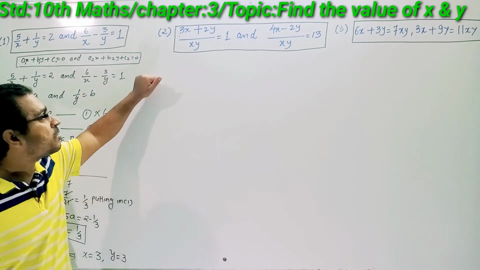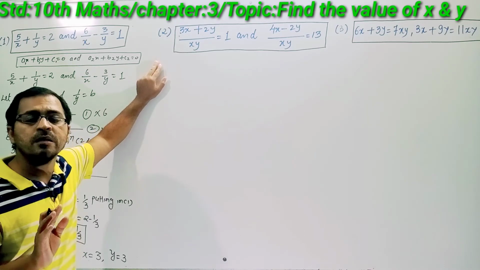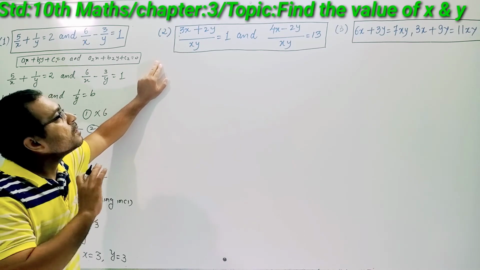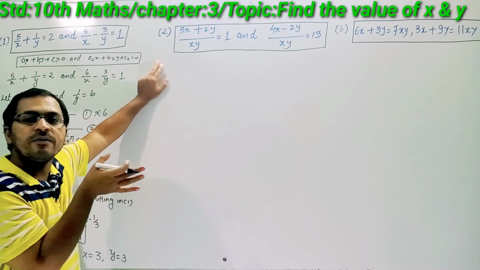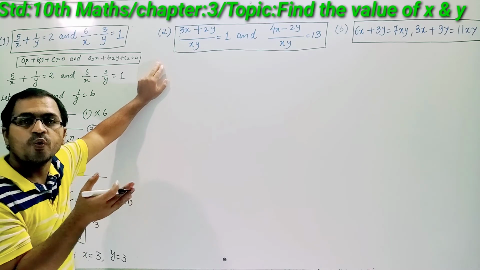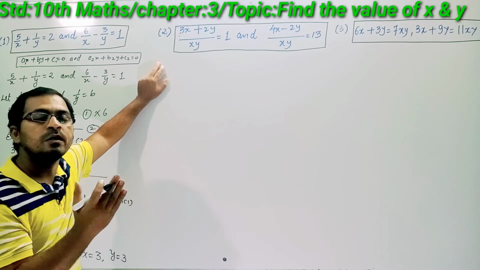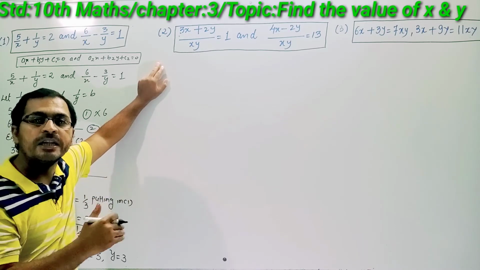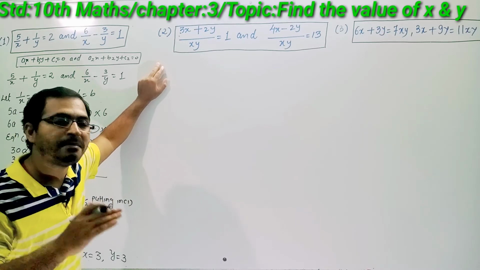Okay students, now moving to the next question. Same thing you will have to do over here. Just see the format of the equation, in which format the equation is given with two variables. Then try to convert those pair of linear equations into linear form, and then go for the elimination method.